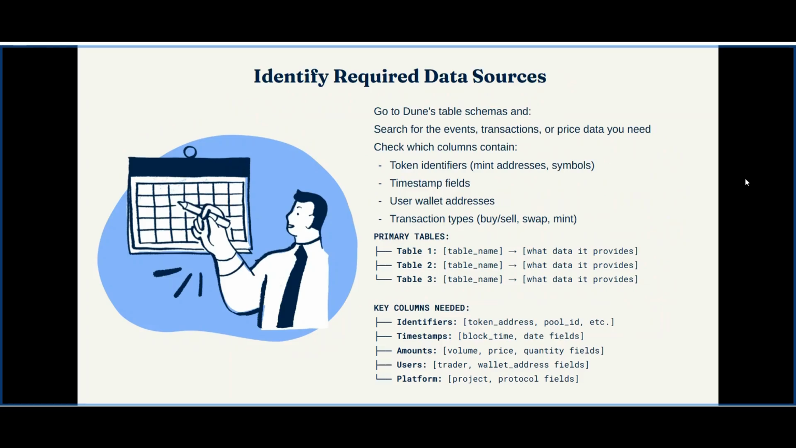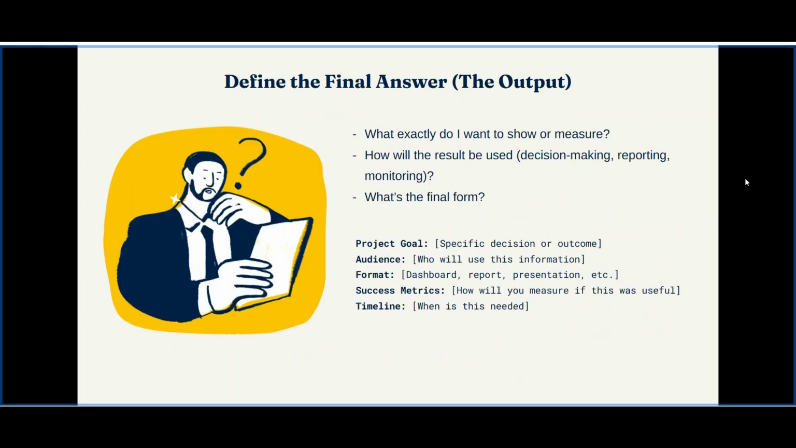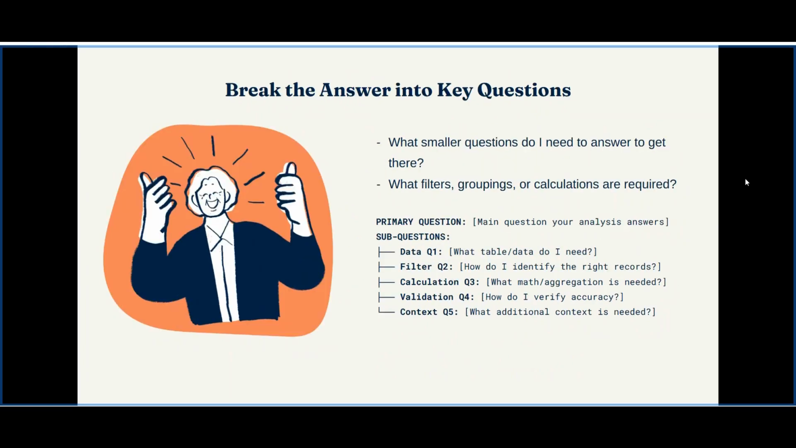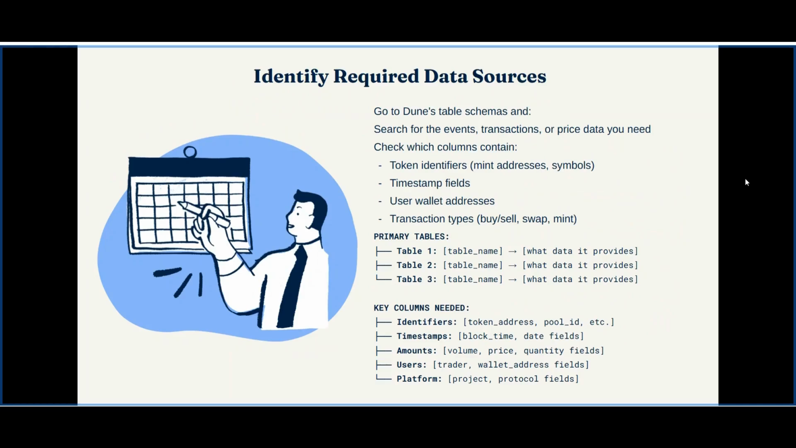Then the next thing is, you know the final answer, you've been able to envisage it, and you've been able to break those answers into key questions. The next thing you will want to do is ask, what are the data tables I need? So you probably need to start writing out, okay, I need this particular table. These are the tables I need to work with.